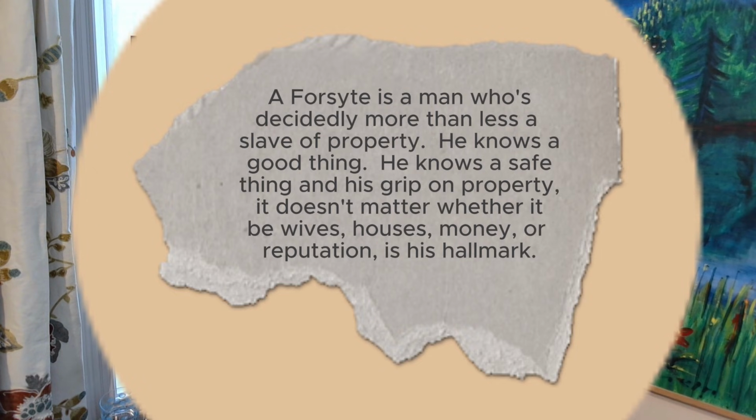And it says, "A Forsyte is a man who is decidedly more than less a slave of property. He knows a good thing. He knows a safe thing, and his grip on property, it doesn't matter whether it be wives, houses, money, or reputation, is his hallmark." And I think that sums up so much of what is discovered and discussed in this book. And I really appreciate that quote kind of bringing things together.